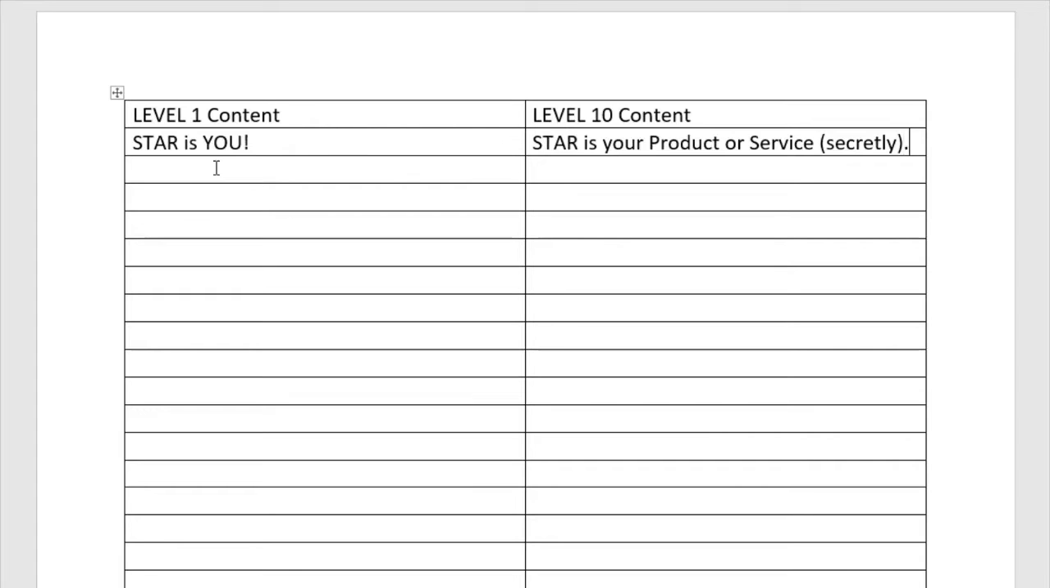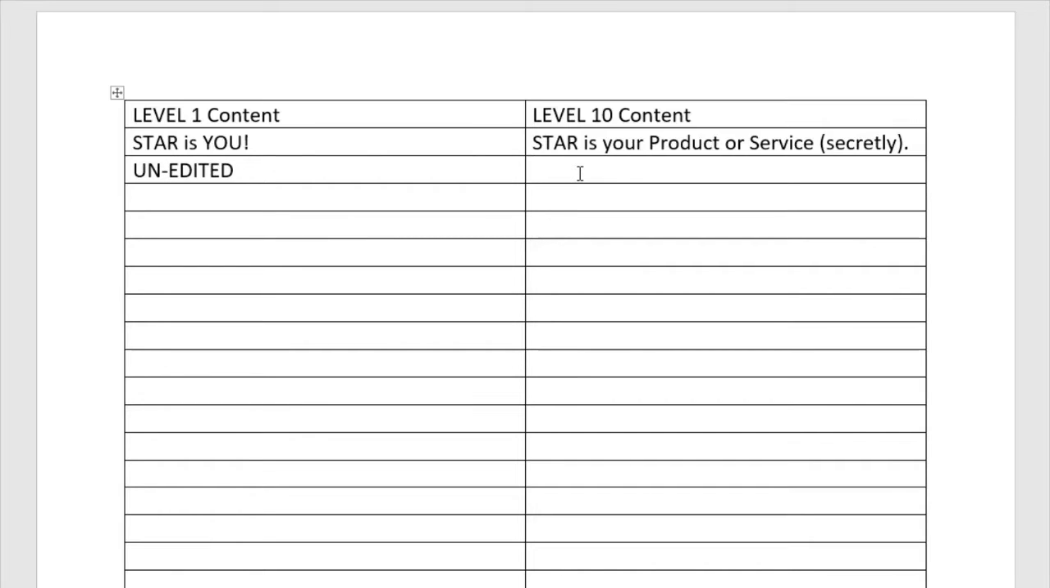Okay, so let's go back to level 1 content. Level 1 content is not edited, or would I say unedited? Yeah, unedited. I have trouble with that word. Non-edited. So it's kind of like on-the-fly content, as you will see.